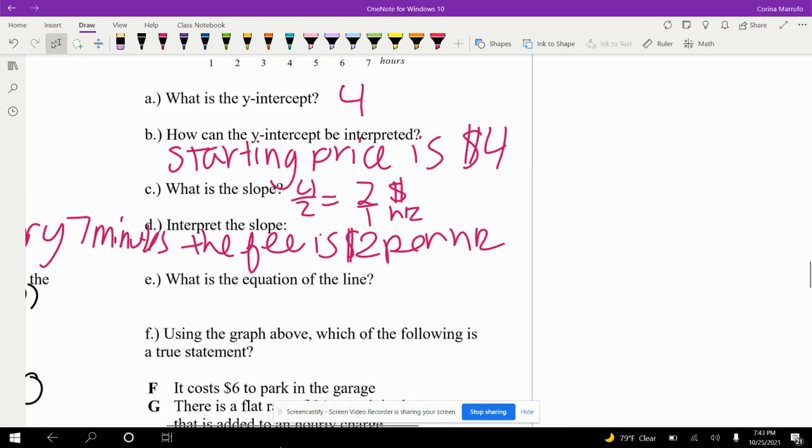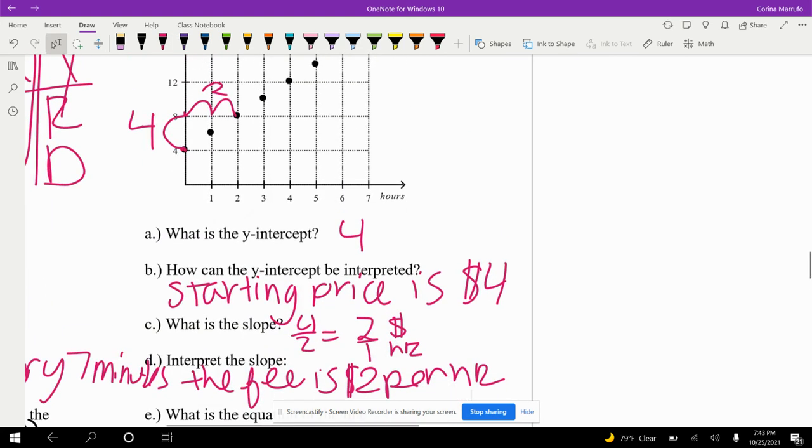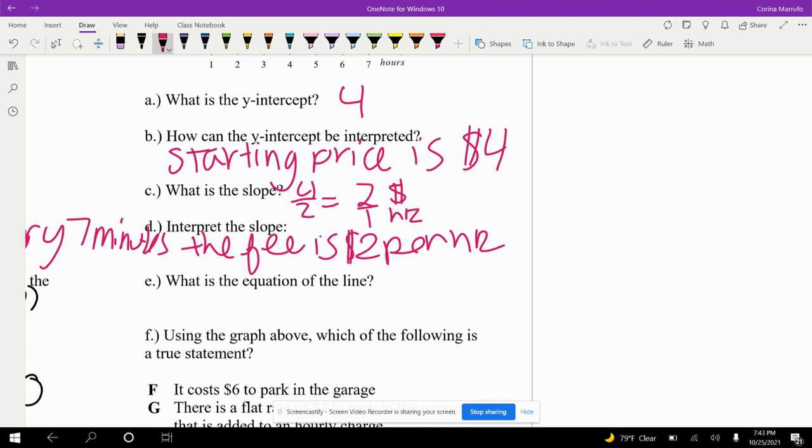What is the equation of the line? So if we notice here, our y-intercept is 4. So it's going to be y equals, our rate of change is 2, so 2x plus 4. So pretty much when you go to this parking lot, you got to pay $4 up front. And then every hour, they're going to add an extra $2.